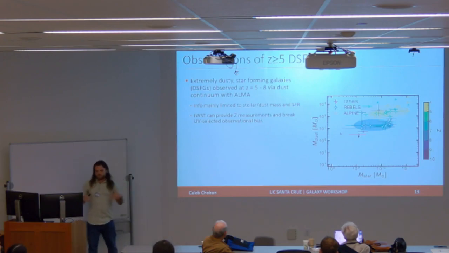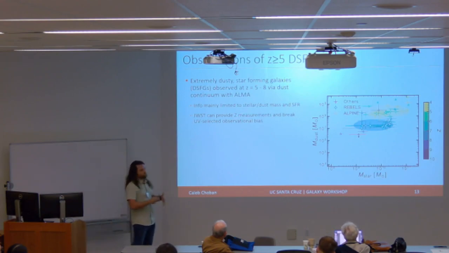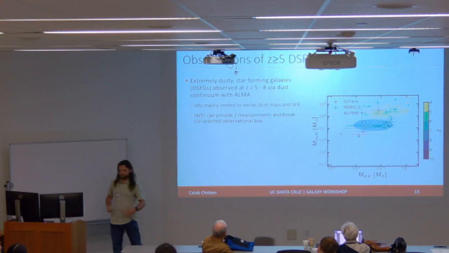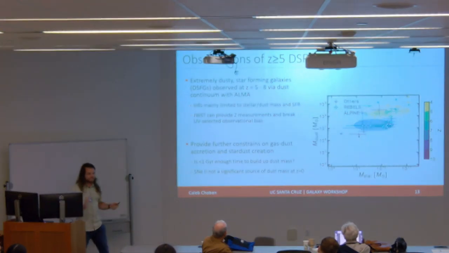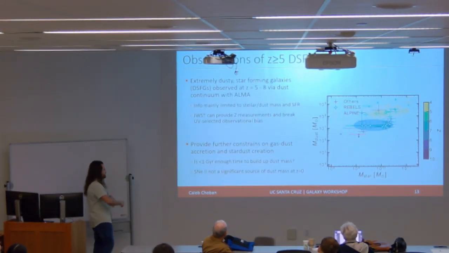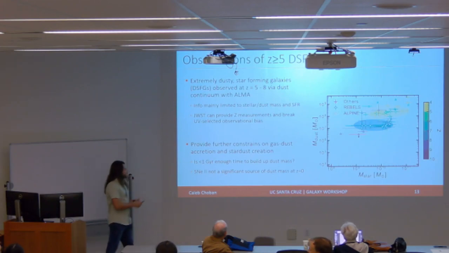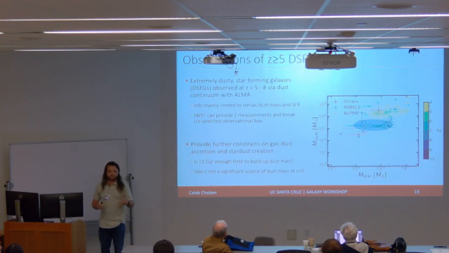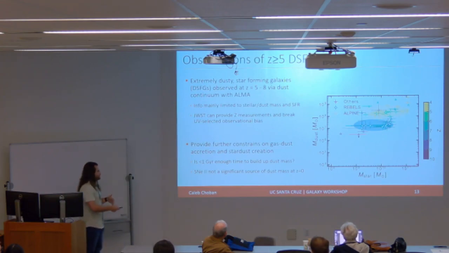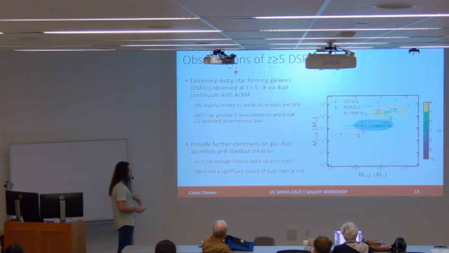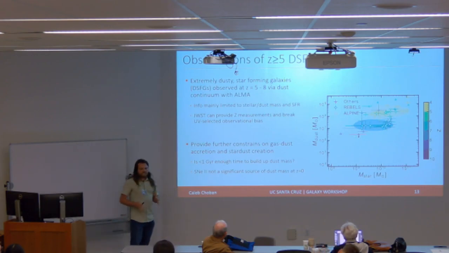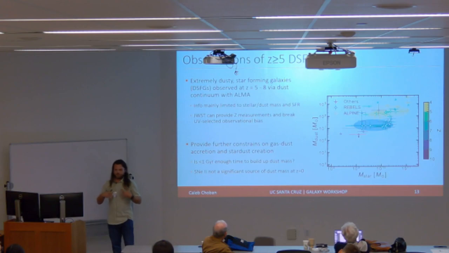JWST, though, is going to provide us with more information, mainly the metallicity, which I'm really excited about because metallicity is so important for dust evolution. It also breaks some observational biases as well. This is really great for testing dust theory because we can put better constraints on the accretion process and supernovae creation. Because the universe is so young, galaxies are so young, is that enough time to build up our dust mass? Is less than a gigayear enough time to build up these extreme dust masses we're seeing? And also the other thing is that at present day, supernovae creation of dust is very subdominant.